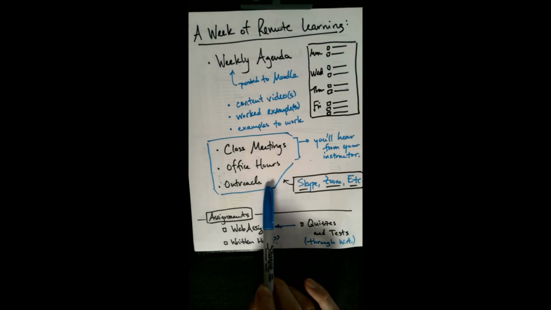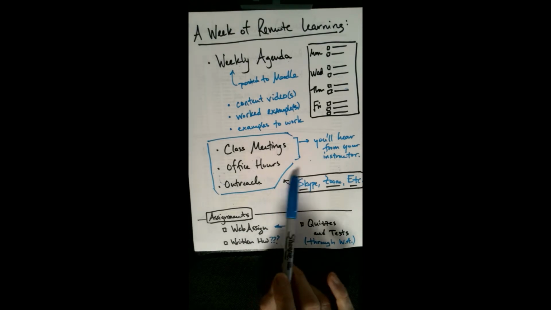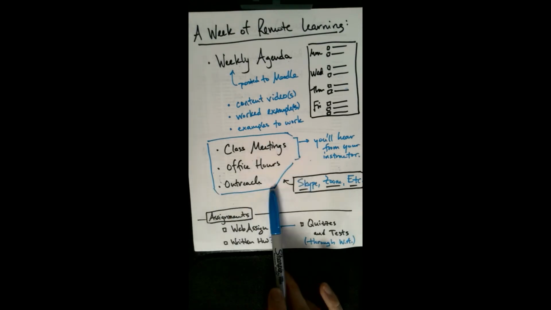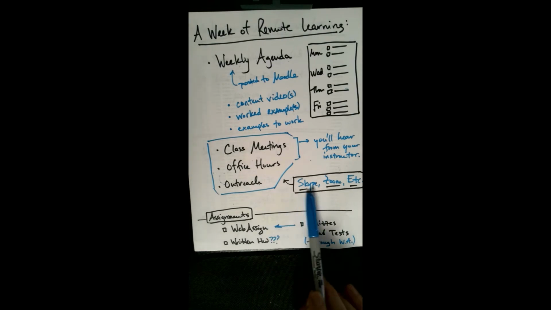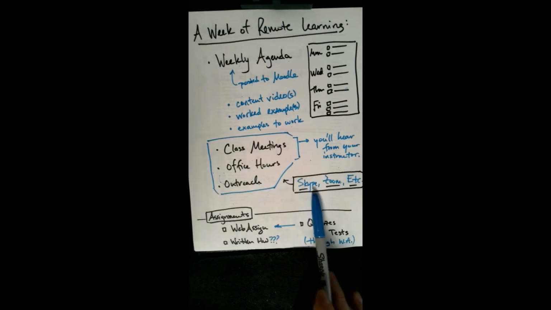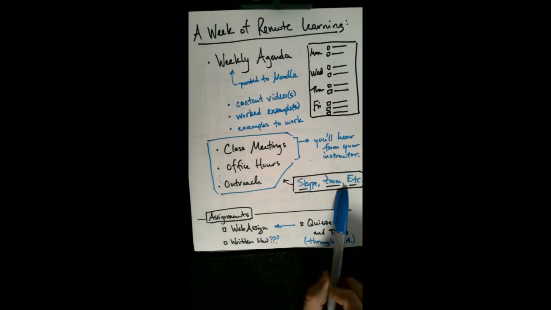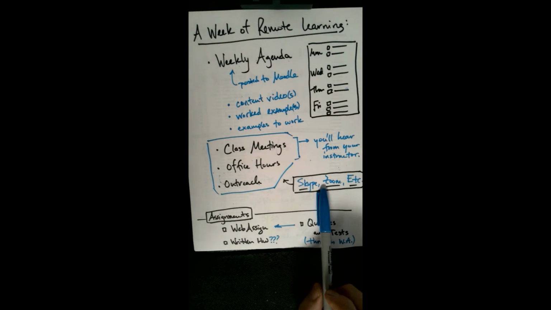Now, while we are in the remote learning environment, class meeting, office hours, and outreach hours will have to be occurring through Skype or Zoom or some other online internet service. Now, if you have Skype or Zoom already downloaded on your internet-ready device, great. If not, you still should be okay. You still should be able to access these things through a web browser.